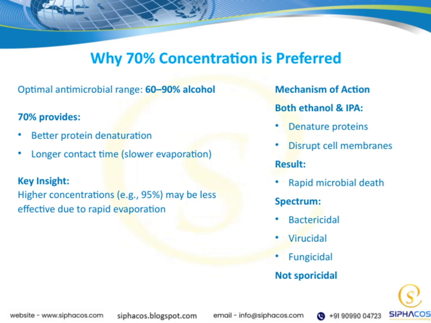A key insight here is that higher concentrations, like 95%, can actually be less effective because they evaporate too quickly, reducing the contact time needed to kill microbes effectively. So, in summary, 70% alcohol strikes the right balance, maximizing microbial kill while maintaining adequate contact time for optimal disinfection.